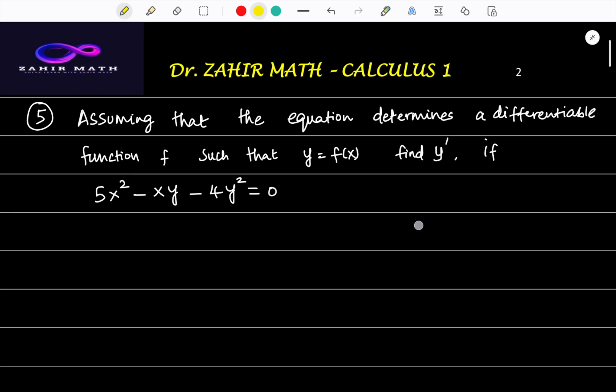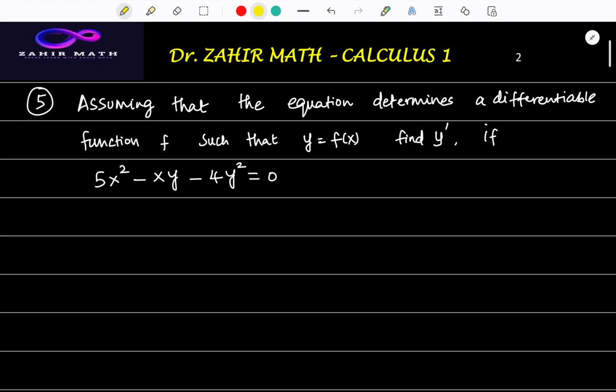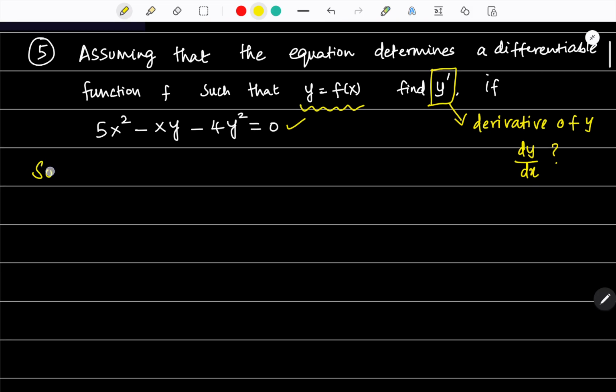Let's go to the first question. Assuming that the equation determines a differentiable function f such that y equals f of x, find y dash. It means we are going to find the derivative of y, which means dy by dx you are going to find out. What is the equation? The equation is 5x square minus xy minus 4y square equal to 0.